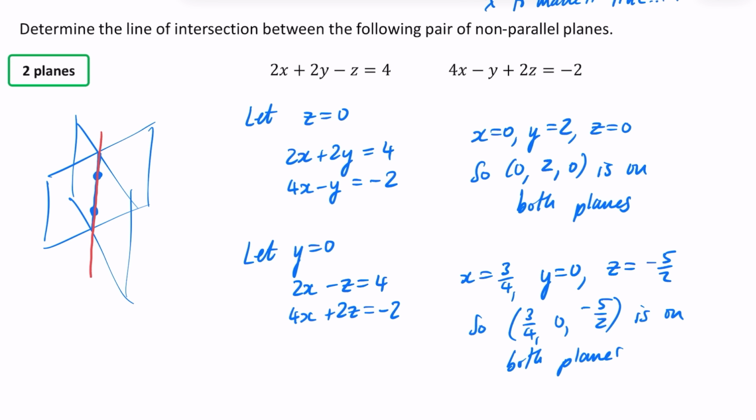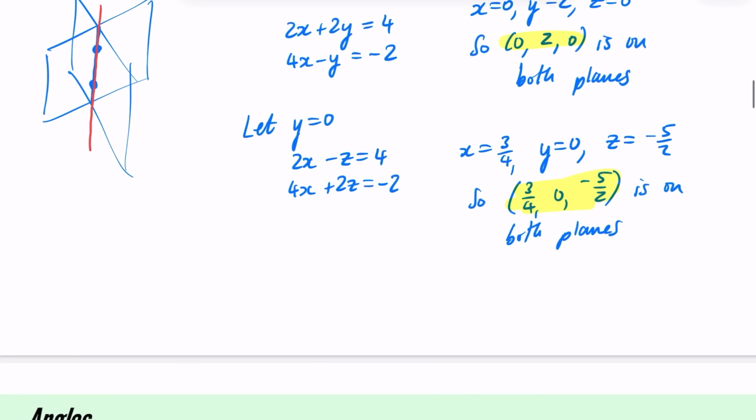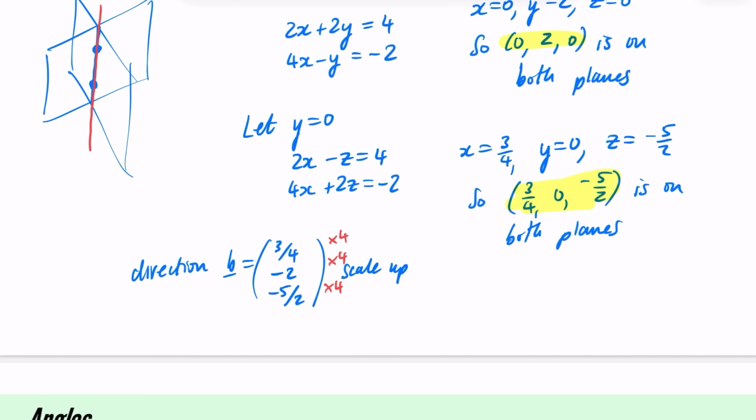So all we need to do now is just find an equation of a line through this coordinate and this coordinate, as simple as that, really. So all I'm going to do now is find my direction vector. You can use the letter d or b. Let's find our direction. I'm going to do one of them subtract the other. So I will do 3/4 subtract 0, that's 3/4. 0 subtract 2. Minus 5 over 2 subtract 0. And we get this. I'm going to scale this up by multiplying by 4, and by 4, so that my new one is just going to be 3, minus 8 and minus 10.